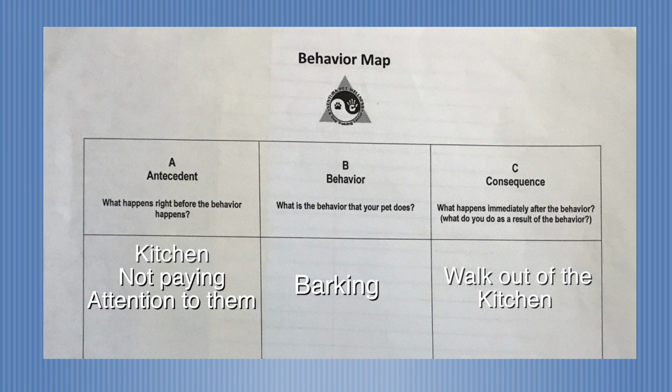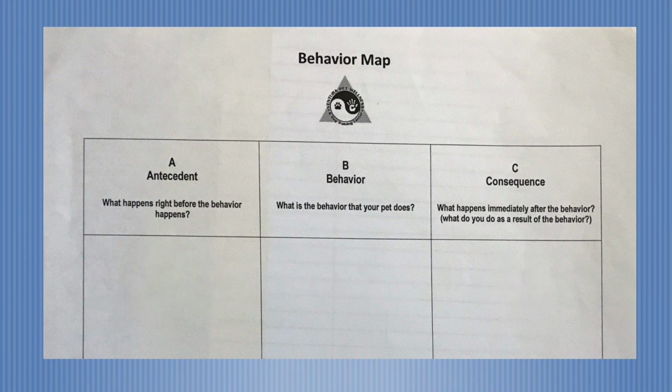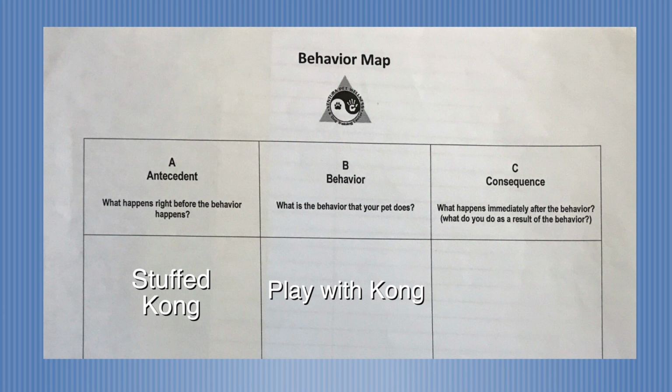But you could also look at it as something different, and you could completely just redirect the behavior. So if your dog always barks at you while you're cooking dinner, then before you cook dinner, you give them a stuffed Kong. You stuff it with lots of yummy things and you give it to them. Now, instead of barking when you're cooking, they're going to play with their Kong, and their consequence is that they get to eat their yummy treats. So by learning this map of ABC behavior, you can undo a lot of behaviors.